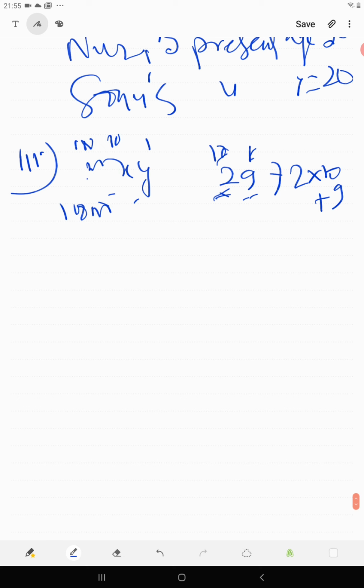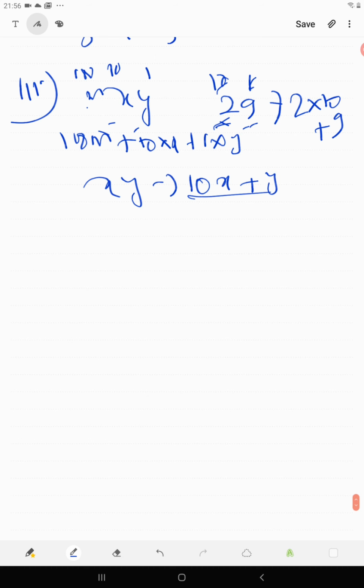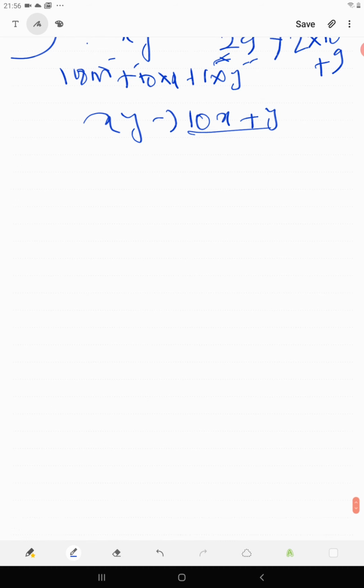So place multiplied with the number, plus 10 into x plus 1 into y. If it is a 2-digit number xy, we should write it as 10 into x plus 1 into y, that is y. So always remember this thing. This will be very helpful for digit related problems. Always write number in this form. We will see how to do that. So let's do the problem.